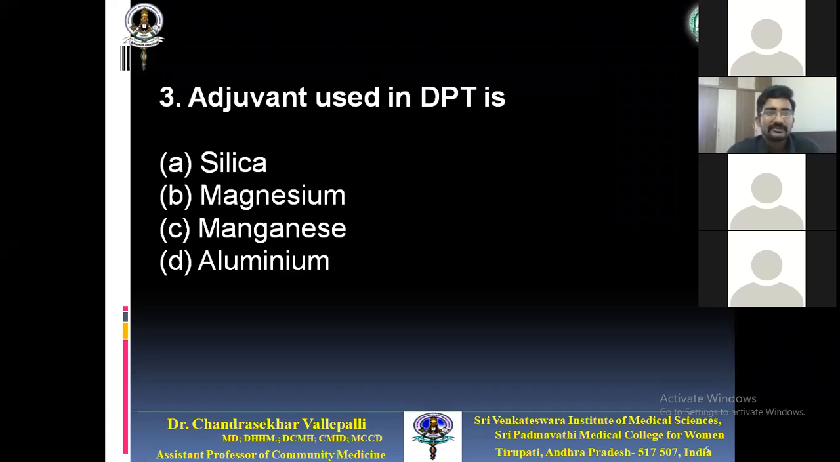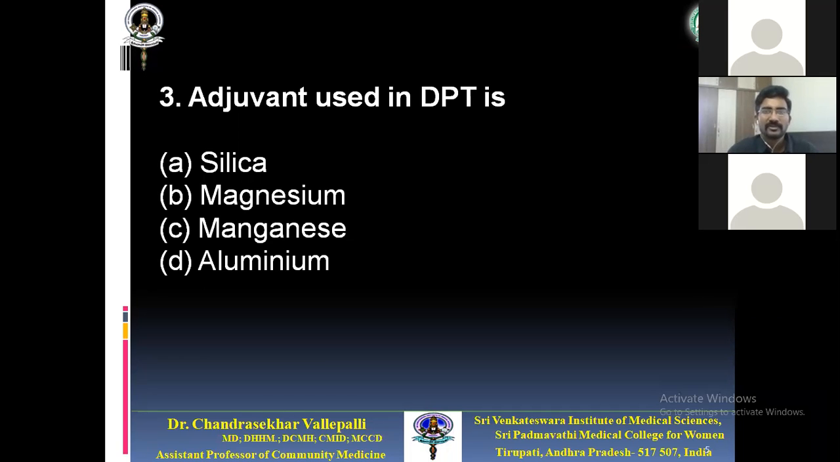So question number 3. The adjuvant used in DPT vaccine is A, silica, B, magnesium, C, manganese, D, aluminum. Aluminum. Yes, some are opting for aluminum. Any other options you want to pick? Your active participation is very essential for running these online classes very effectively, right? There will be no errors. You can learn through the errors. You can guess.